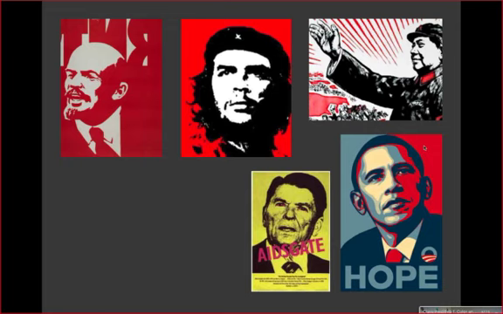Starting at the upper left-hand corner, we have Lenin. In the middle, we have Che Guevara from Cuba. We have Chairman Mao from China. From the lower right, we have Obama, and then after, there is a depiction of, and I had mentioned him early, Ronald Reagan, who I will begin to talk about in just a little bit.